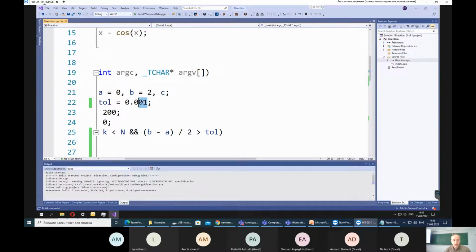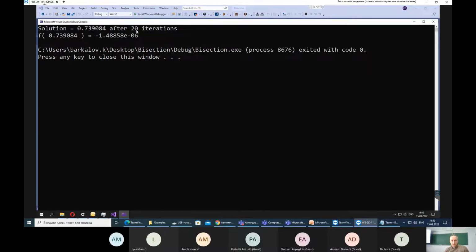Let's take the tolerance 10 power minus 6, 0.00001. 20 iterations, but this solution is precise. What is this value? F of c. Do you understand what is written here?